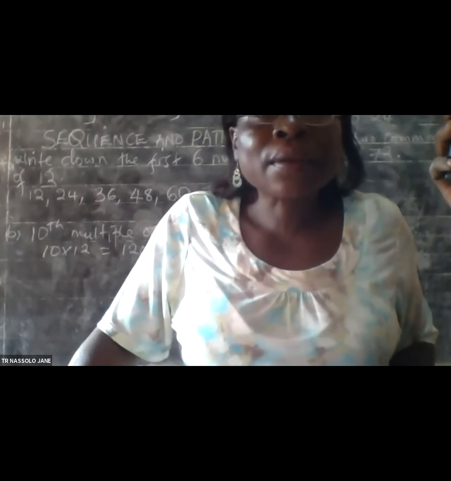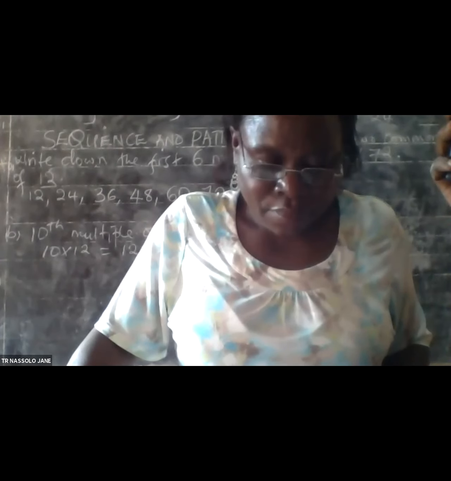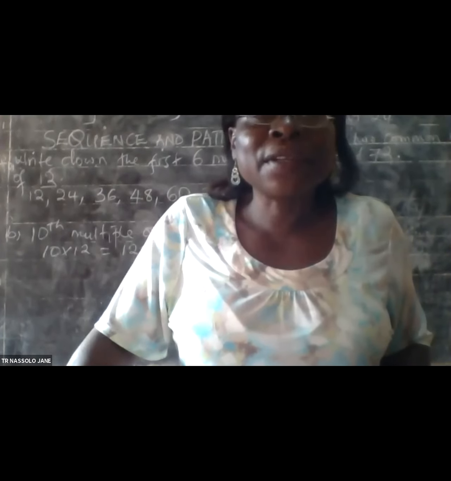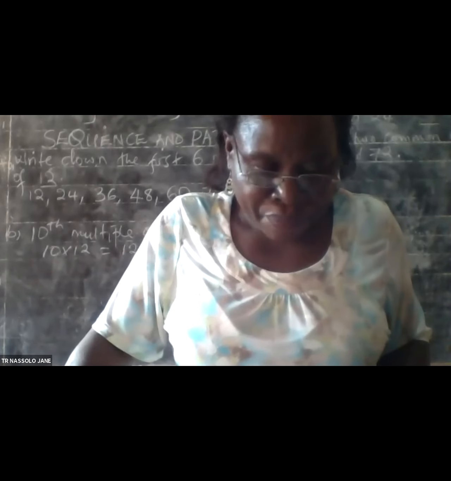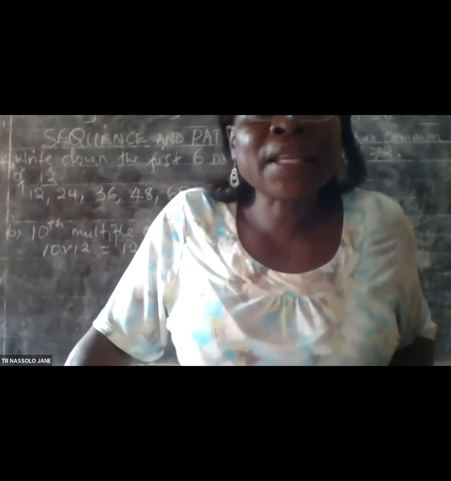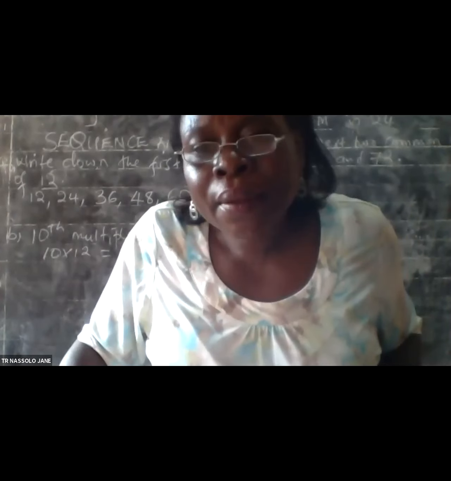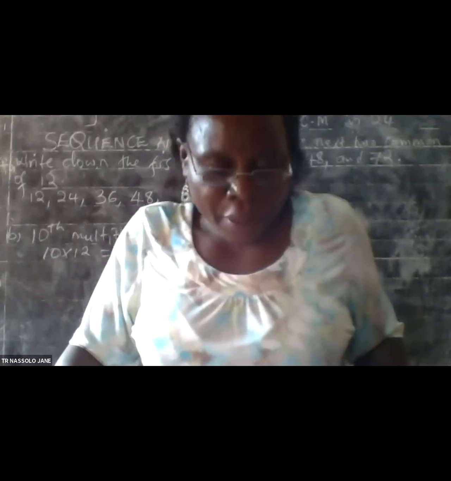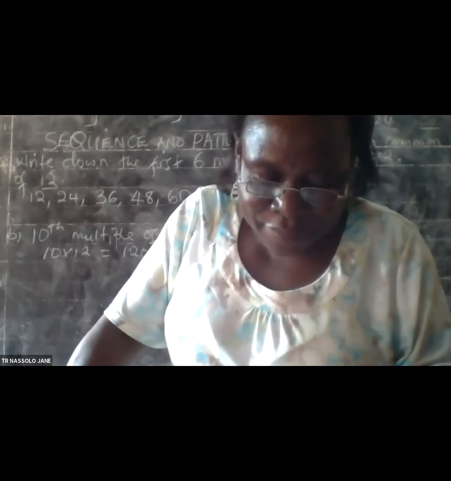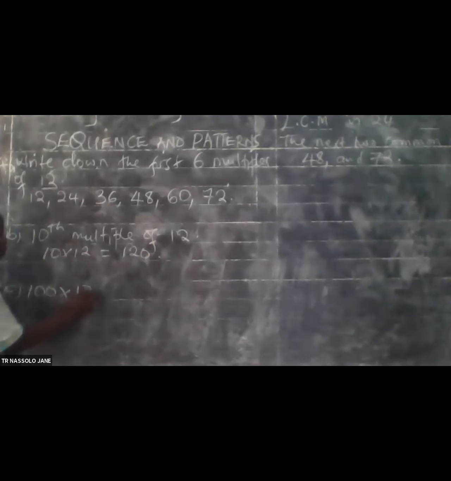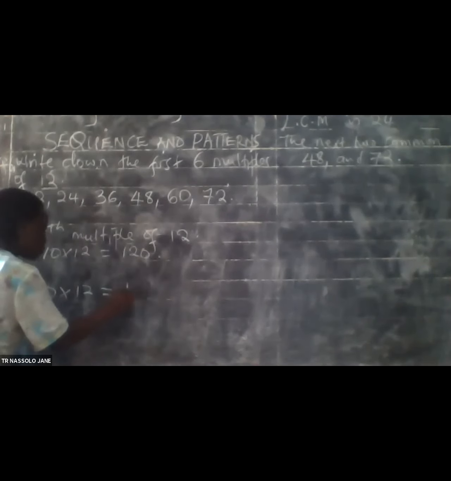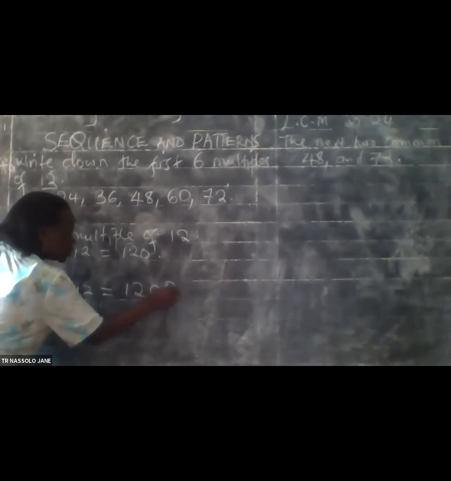Part C. What is the 100th multiple of 12? We multiply 100 times 12. It will give us 1, 2, and 2 zeros, which is 1,200.